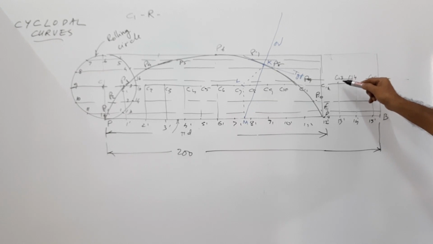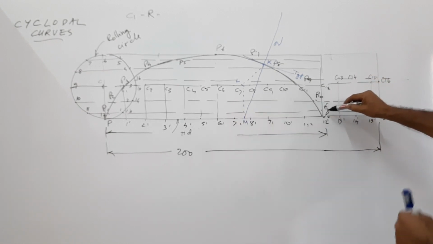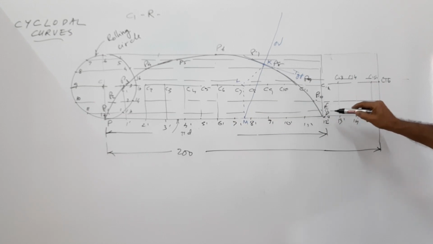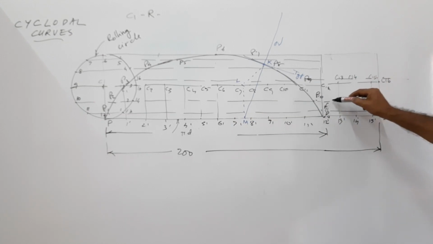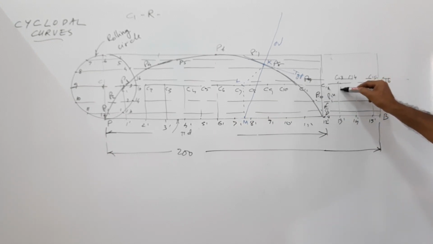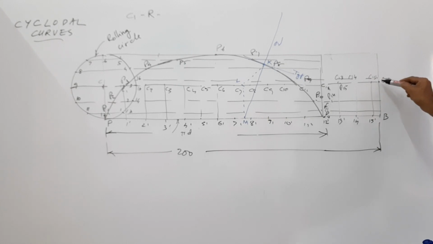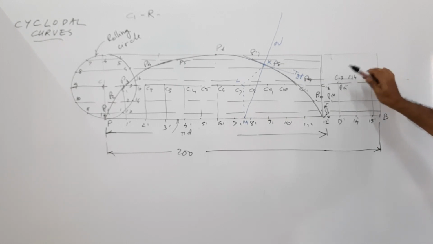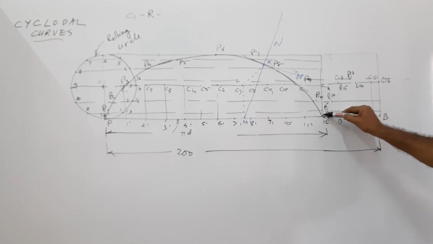With C13 as center and 25 mm radius, cut an arc on the path through 13 at P13. C14 as center, cut P14. C15 as center, cut P15. C16 as center, cut P16. Extend the curve.